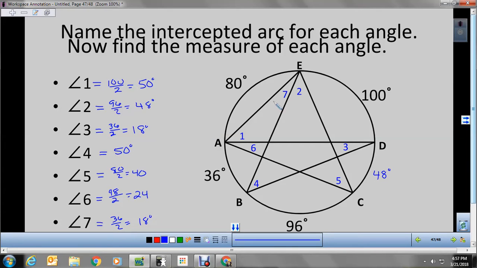So each of these inscribed angles is half of the intercepted arc. So if we went backwards, if we knew what the inscribed angle was, instead of dividing the arc by 2, we would multiply the inscribed angle by 2 to get the arc that it opens up to.